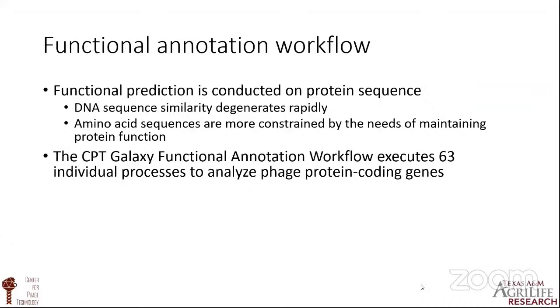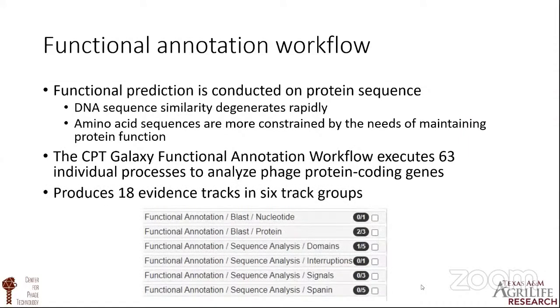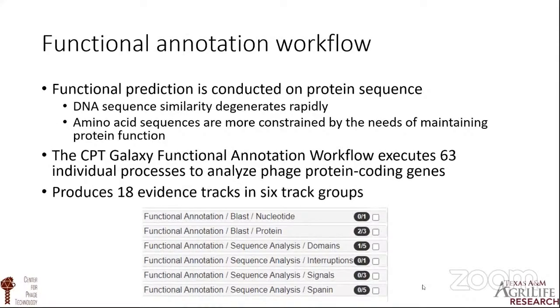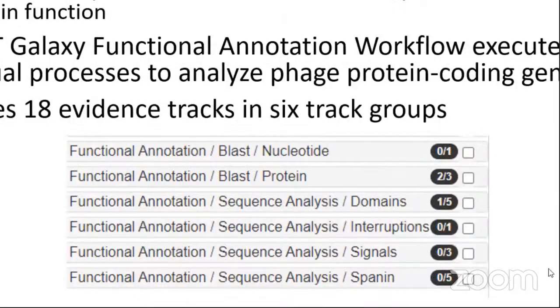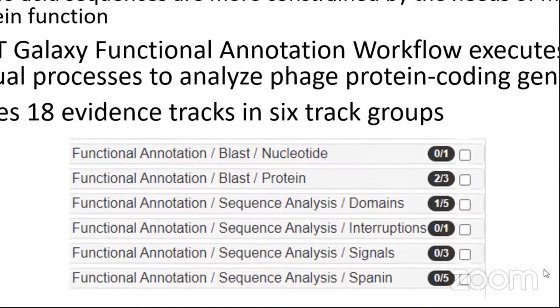The CPT Galaxy functional annotation workflow executes 63 individual processes to analyze phage protein coding genes. In the end, it will produce 18 evidence tracks in Apollo, and these are grouped into 6 track groups, which will appear in the CPT WebApollo platform.